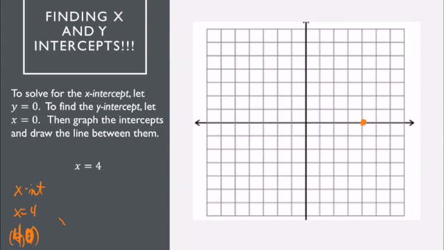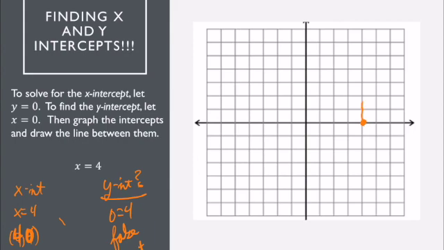But now I need to find the y-intercept. And for that, I need to let x equal 0. Well, that gives me 0 equals 4 if I plug in 0 for x. Is this a true statement? This is a false statement. That means there's going to be no y-intercept. Well, how could something never cross the y-axis if it was parallel to it?